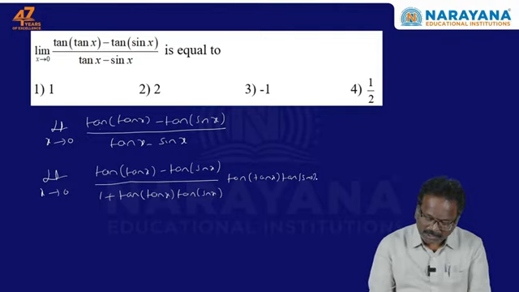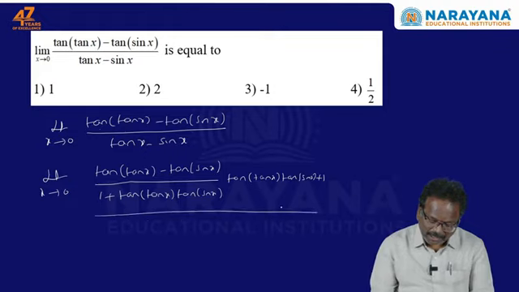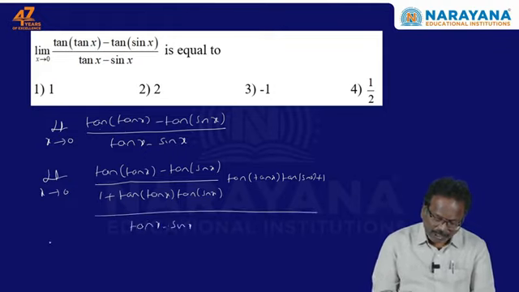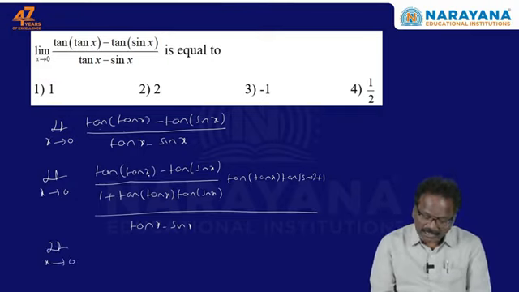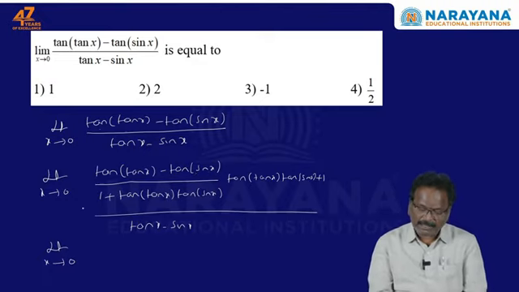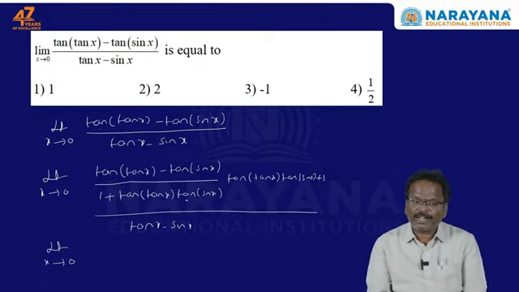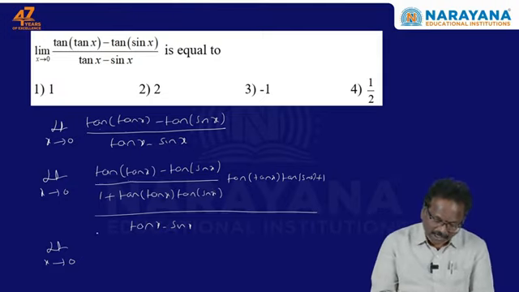Limit x tends to 0 of tan of sin x plus 1 by tan x minus sin x. Tan of tan x minus tan of sin x by 1 plus tan of tan x into tan of sin x, in the form of tan A minus tan B by 1 plus tan A tan B. Therefore, write the tan of A minus B formula.